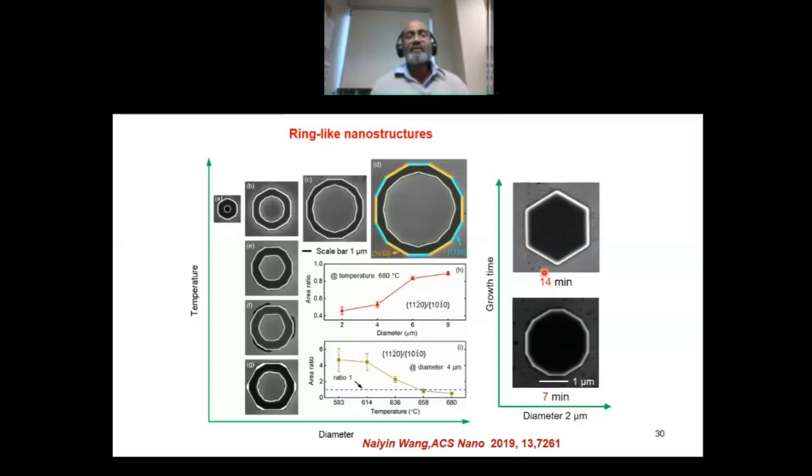So really, this is opening up opportunities for us to grow a wide variety of shapes and structures. And by the way, we're using these ring-like structures as ring resonators for making ring resonator lasers. My new student, Wei Wong, has recently demonstrated ring resonator lasers, which again I will not have time to talk about.